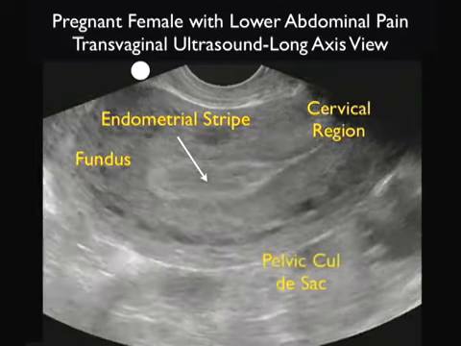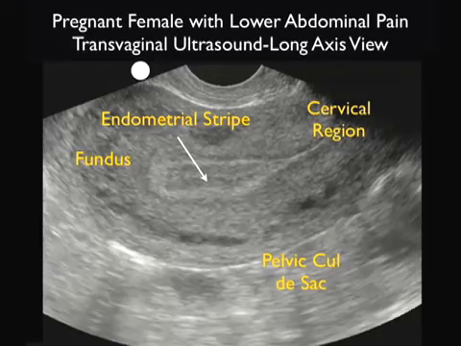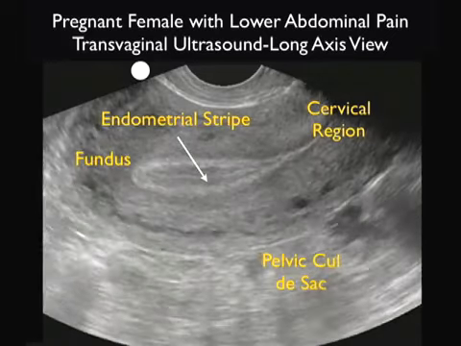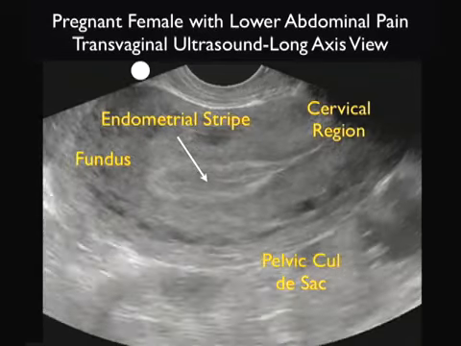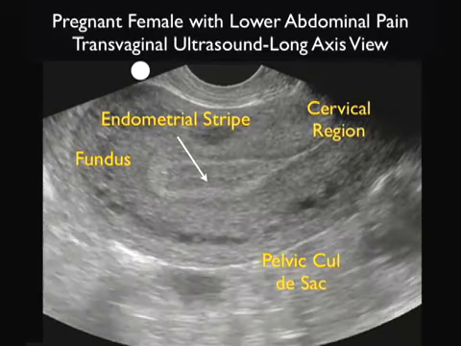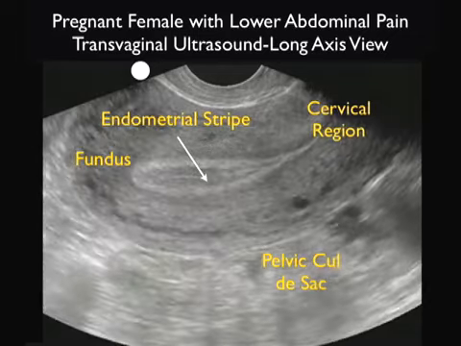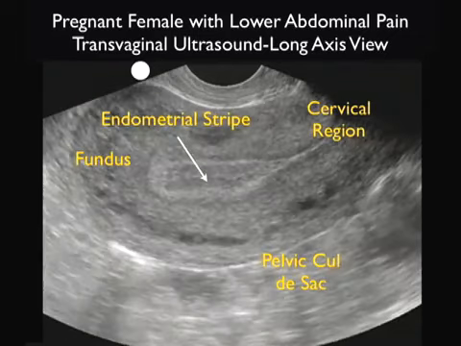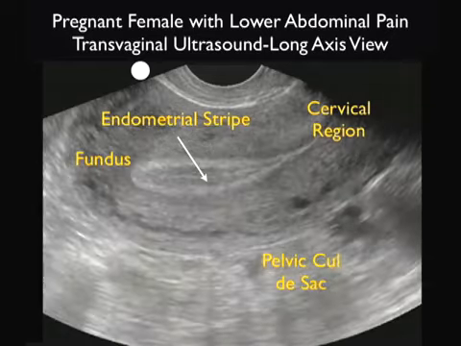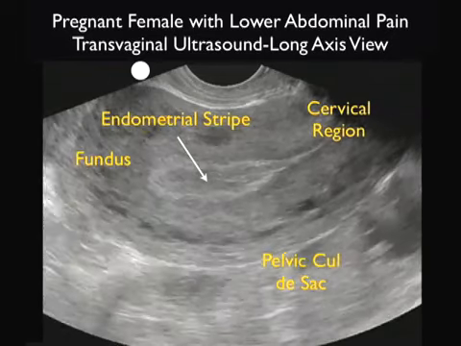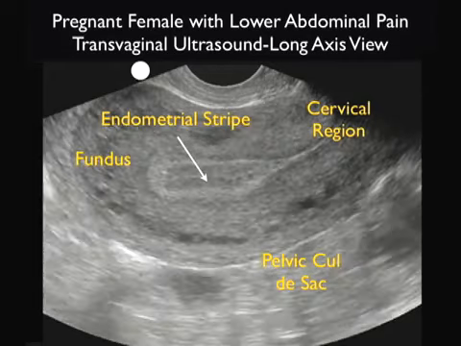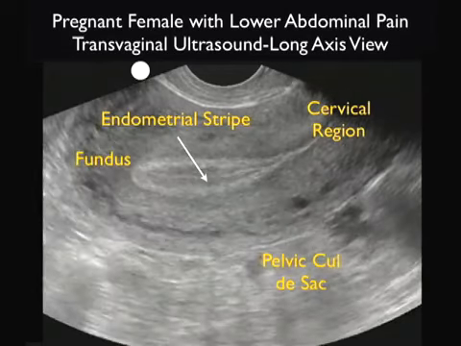And note also the pelvic cul-de-sac, the potential space where fluid can accumulate posterior to the uterus. Notice here the absence of any significant dark or anechoic fluid collections within the pelvic cul-de-sac. Notice also the absence of a definitive intrauterine pregnancy, as we talked about earlier in Module 1, that would be signified by a gestational sac with a yolk sac or a fetal pole.